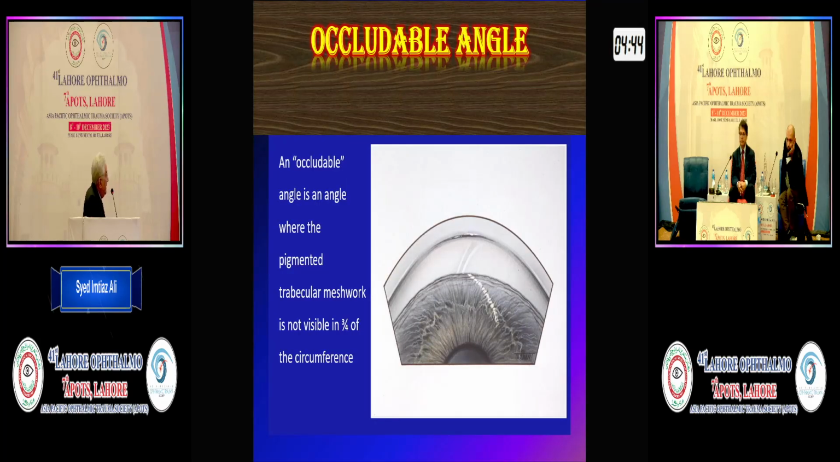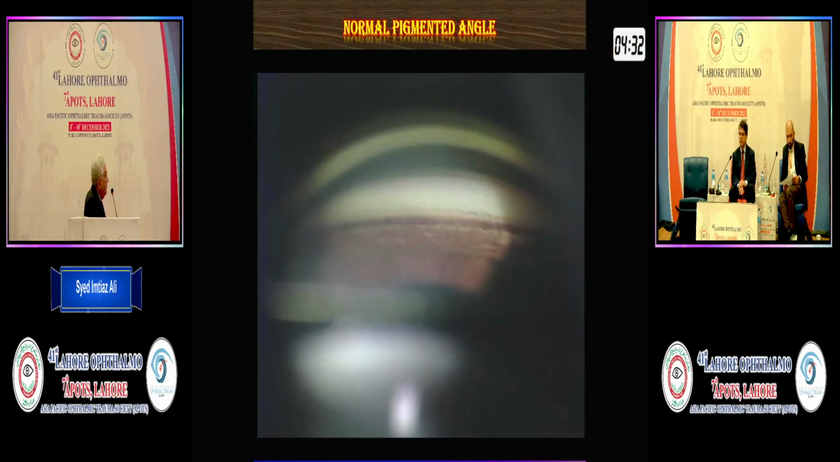So, an occludable angle is an angle where the pigmented trabecular meshwork is not visible for 1/3 of the circumference. That is when you classify it that way. This is a normal pigmented angle in a video.